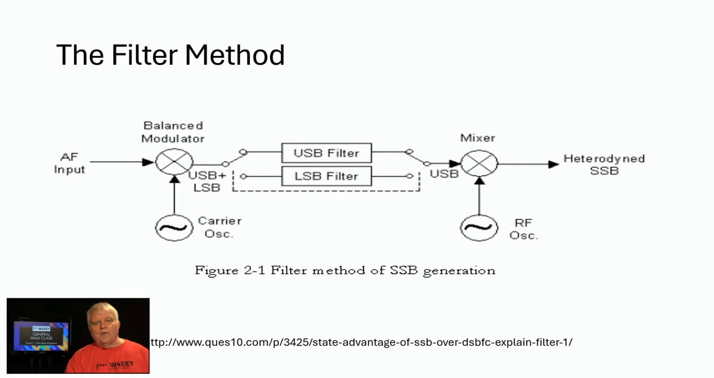Look how the filter method works. You have your audio coming in, you have your radio frequency carrier coming into the balanced modulator, which, remember, outputs both upper sideband and lower sideband, and then you have RF filters that only select one or the other to be passed on to the rest of the transmitter stage. Much, much simpler. And so the filter method took over and was the standard for generating single sideband.